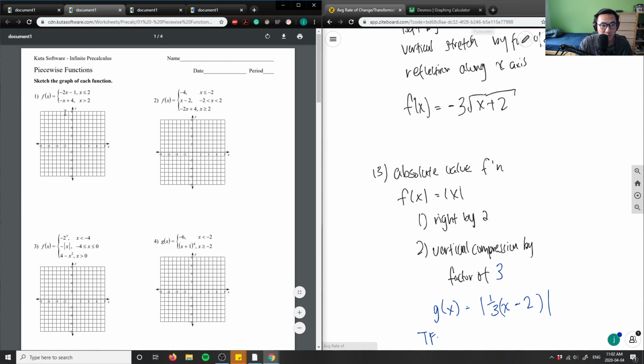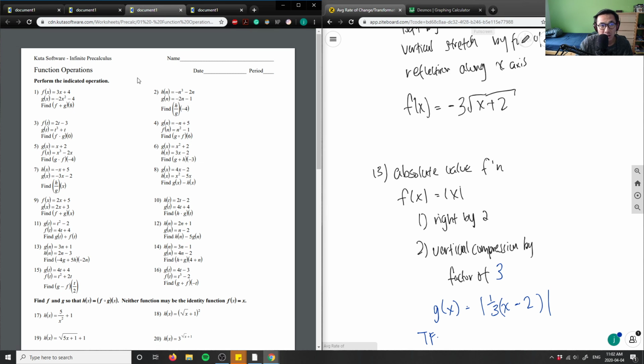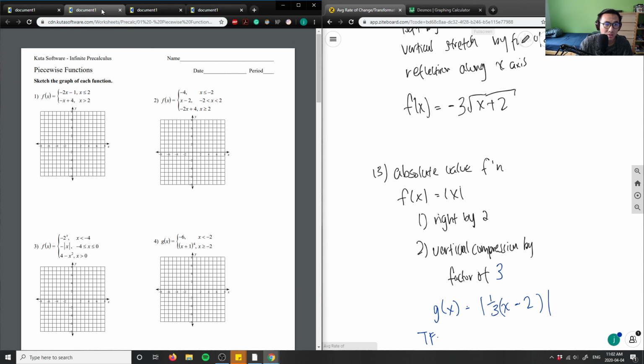For next lesson, we're going to do some work with piecewise functions. So again, functions that are kind of discontinuous. But we've already looked at that; at this point, we're just sketching. And then we'll look at function operations and inverses as well for next lessons.